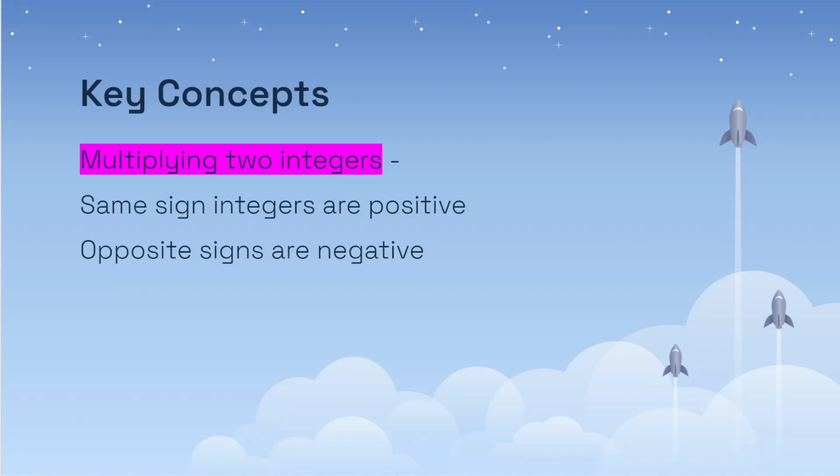Key concept, multiplying two integers. When you're multiplying integers, if they have the same sign, then the answer is going to be positive. If you have different signs, then it's going to be negative. Let's take a look at some examples.